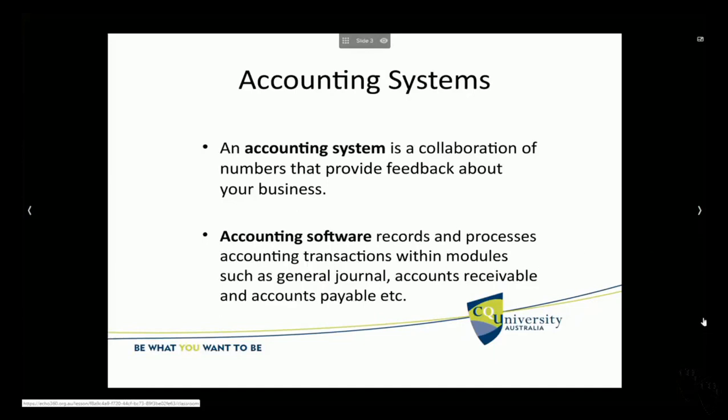Accounting systems and accounting software are often used interchangeably as terms, but they're actually two separate definitions. An accounting system is basically any system that can crunch the numbers for your business, so it provides feedback about your business. We call it a collaboration of numbers that provides feedback. An accounting system can be manual, so you can manually do the books, which is where the word bookkeeping comes from, or it can be an electronic system, as most systems are today. It's very unusual to see manually done accounts anymore, only in very, very small clubs and organisations.